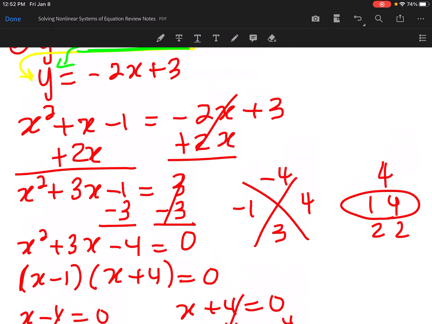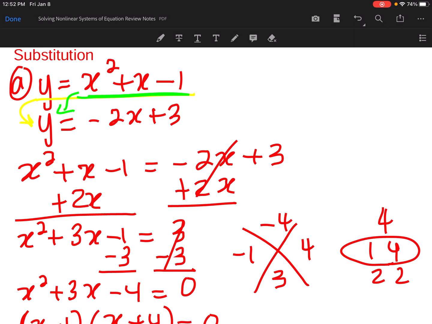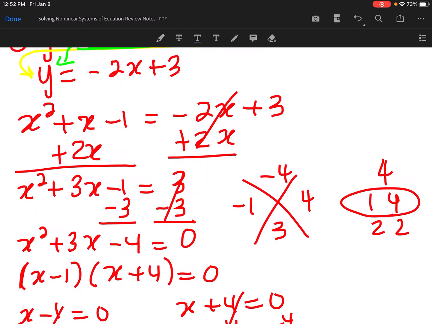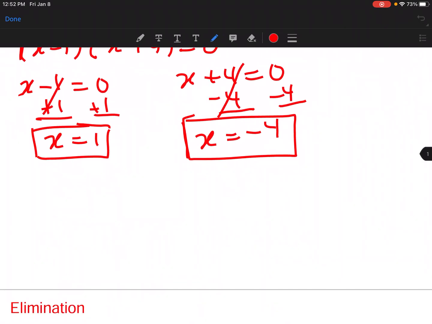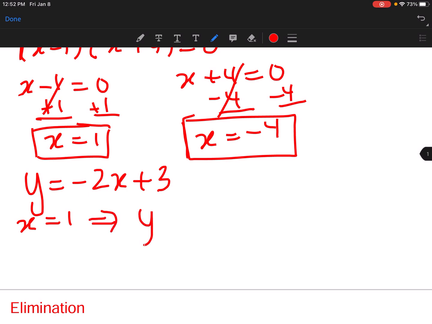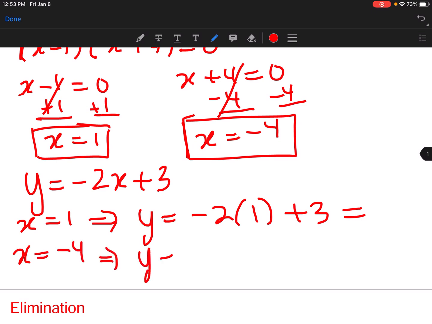I then plug these back into one of my equations to find the value of y. It looks like I'm going to use the second one since it doesn't have the square. It does not matter which one you use, you should get the same answer. So I'm going to say y equals negative 2x plus 3. For x equals 1, y is equal to negative 2 times 1 plus 3. And for x equals negative 4, I'm going to do the same thing: y is equal to negative 2 times negative 4 plus 3. So I'm substituting my x values into my equation.